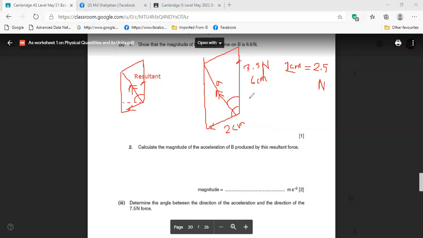Check. So the direction of the acceleration is the direction of the resultant force, because this one is the resultant, right? Resultant force is this. So direction of acceleration is the direction of the resultant force. This one and the 7.5 Newton. Check with the protractor. What is the angle coming?